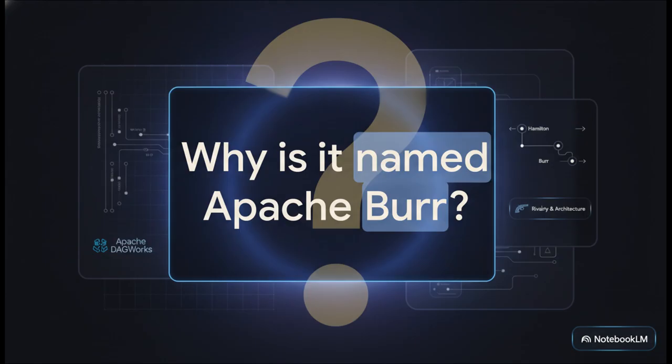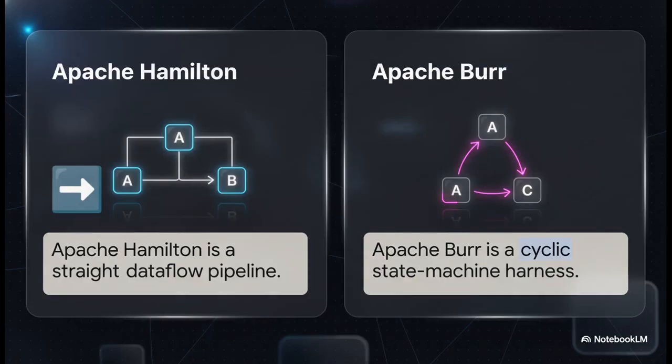But honestly, this is way more than just a clever naming joke. It points directly to a fundamental architectural difference between the two frameworks. Now, what's really fascinating here is the architectural duality. Think of it like this. You've got Apache Hamilton built as a straight, acyclic pipeline. It's fantastic for deterministic data transformations, but mathematically speaking, a directed acyclic graph strictly forbids loops.